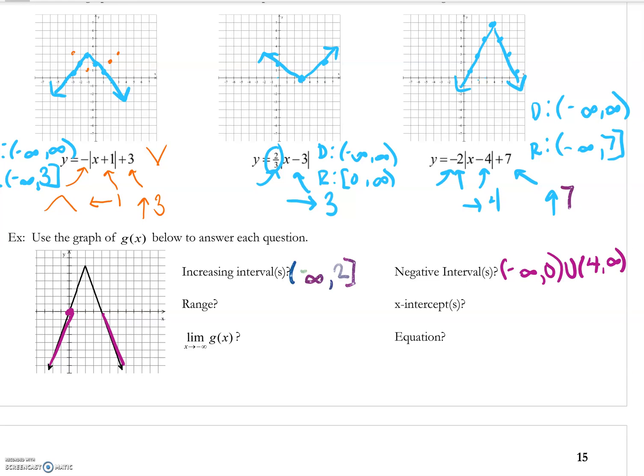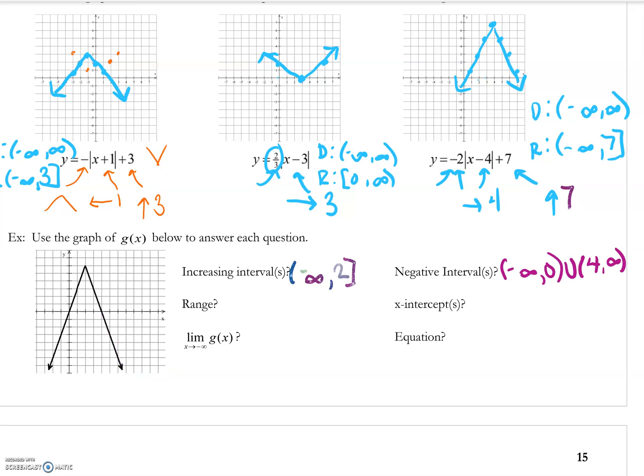Now I know that some of you are tempted to write -infinity there because you see this arrow pointing down, but remember we're looking at our x values. So even though this arrow points down on the y values, it goes forever to the right, meaning +infinity on the x values.